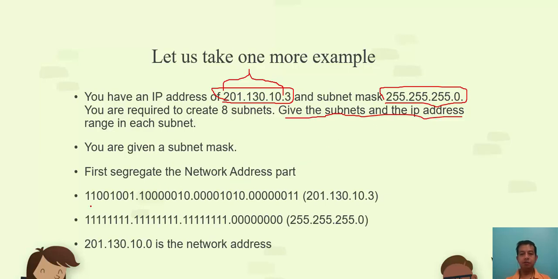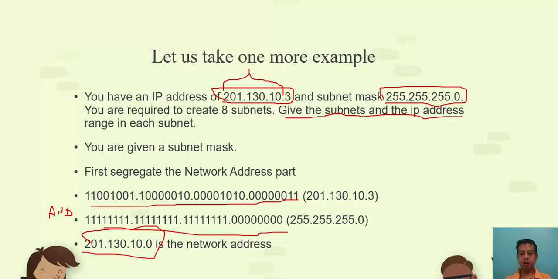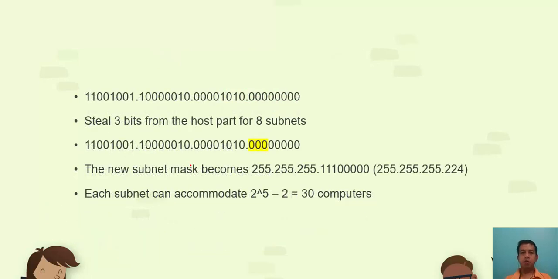So I have this IP address in binary format. Then I use the default subnet mask. I logically AND them. We already know the process from my previous lecture. So we logically AND this with the subnet mask, and from this we get our network ID. So this is the network ID of this particular IP address. Now this is the binary representation of the network ID.